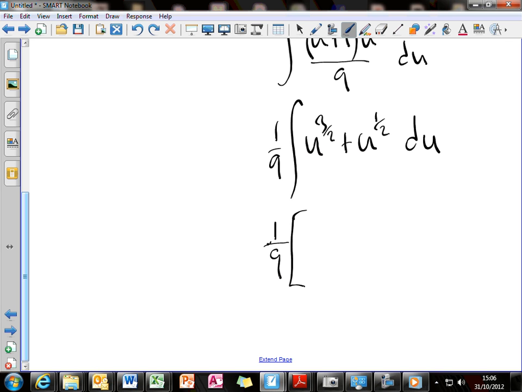And so when we integrate, the power goes up and we divide by the new power, so it's going to be u to the 5 over 2. And then we divide by the new power. The new power is 5 over 2, so that means it's going to be 2 over 5, 2/5 like that. And then we're going to integrate this one. This one is going to go up to u to the 3 over 2. And we divide by 3 over 2, so that's going to be 2 over 3. Okay. Like that.